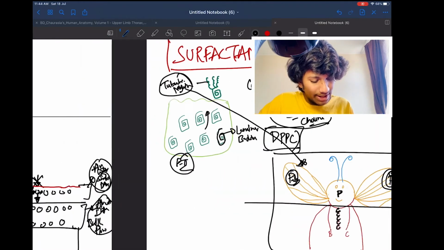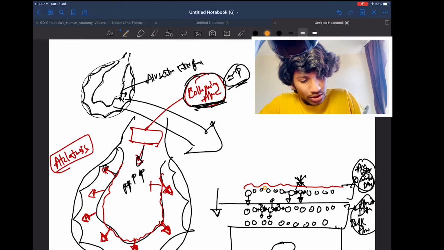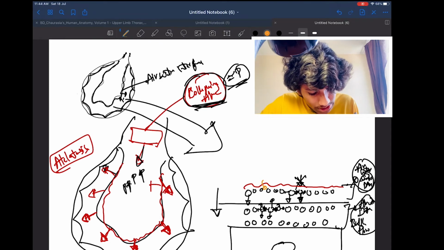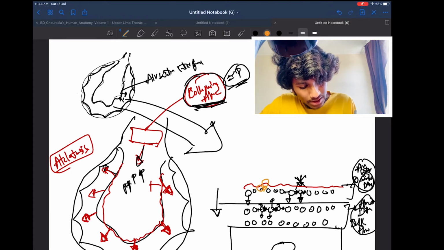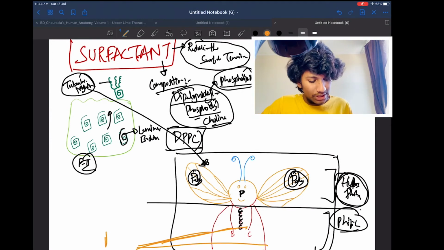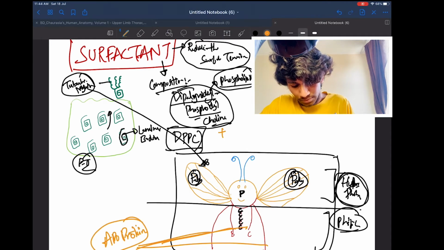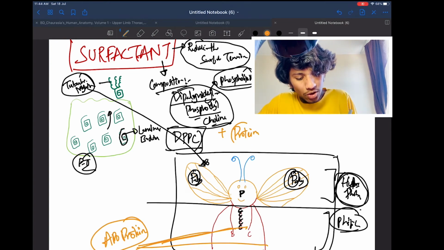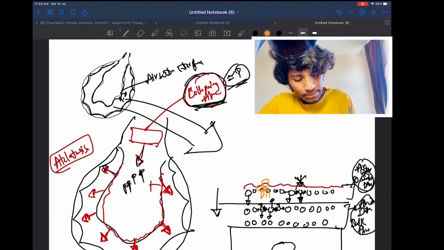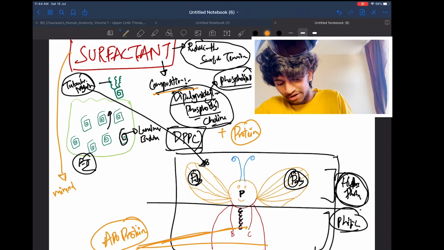The wings and the head are the hydrophobic regions, which are not soluble in water. Let's see how it happens. This is the head, these are the wings, and these are the apoproteins A, B, C, D. Phospholipids plus proteins is the composition of the surfactant, and surfactant production is induced by glucocorticoids.